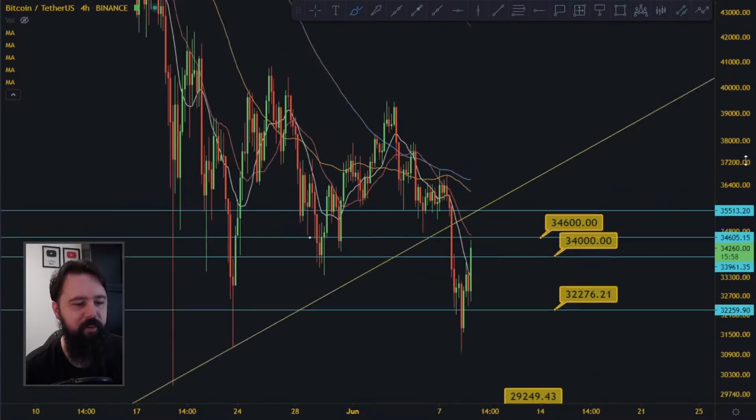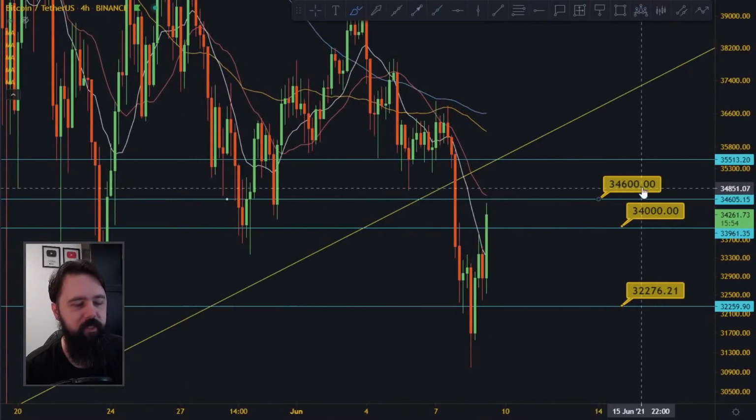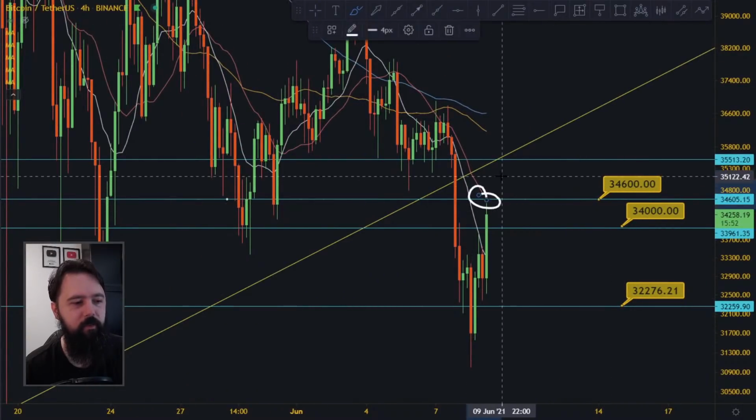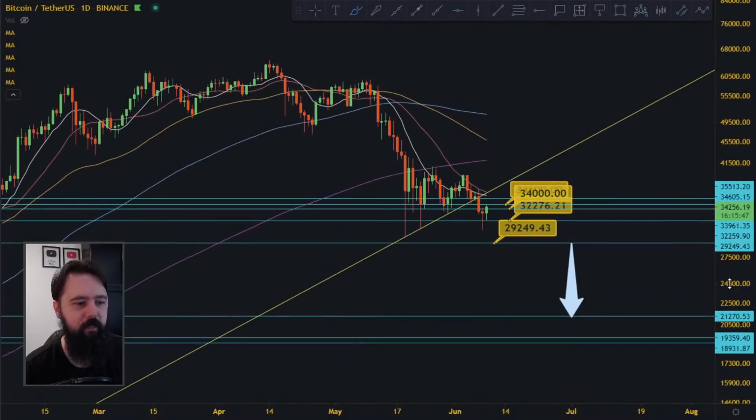But for this spring effect to play out, we have to get above the 34,600 and then continue rallying to the upside. All right, so that looks okay.